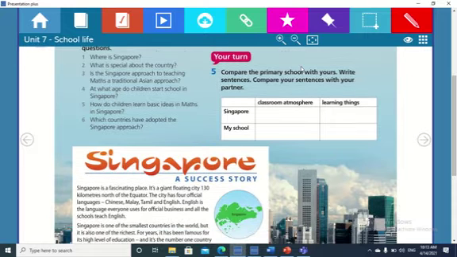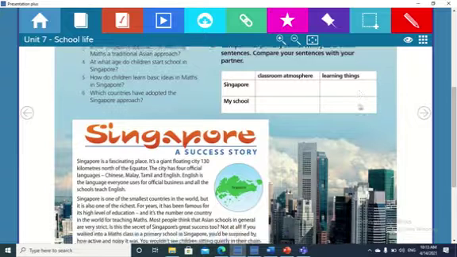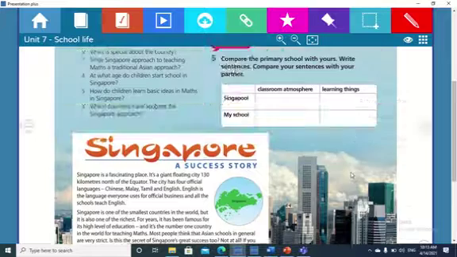Now it's your turn. You are welcome to do this exercise. Compare the primary school with yours. Write sentences and compare your sentences with your partner. Here we have a comparison table between Singapore and my school, which means your school. Try to find at least one difference dealing with the classroom atmosphere and the way in which you learn things. Just write one sentence in each part, or you can make a voice recording.